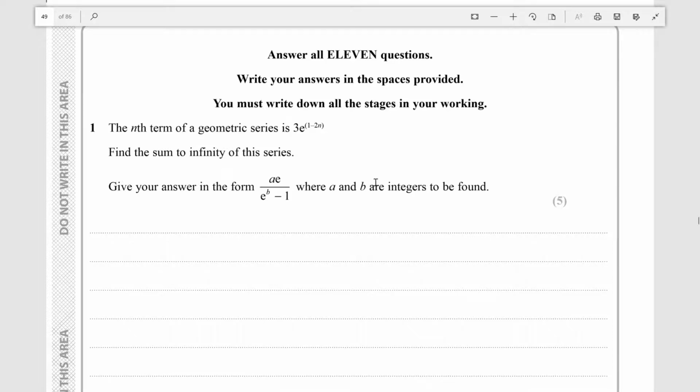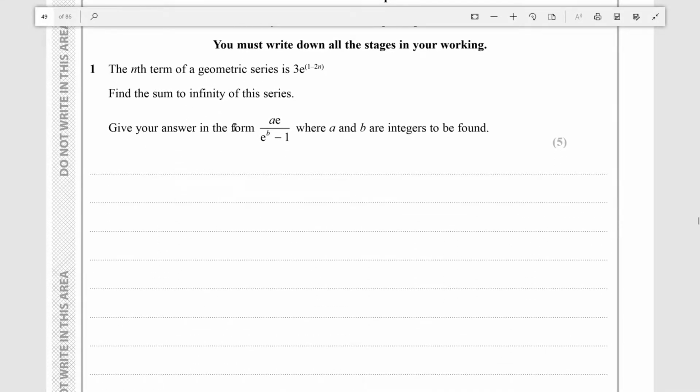Alright, so this question is about geometric series with an e to the something. Now, the nth term of a geometric series is 3 times e to the power of 1 minus 2n. Find the sum to infinity of this series. Give your answer in the form ae over e to the power of b minus 1, where a and b are integers to be found. So we need to keep in mind that they want it in this form.